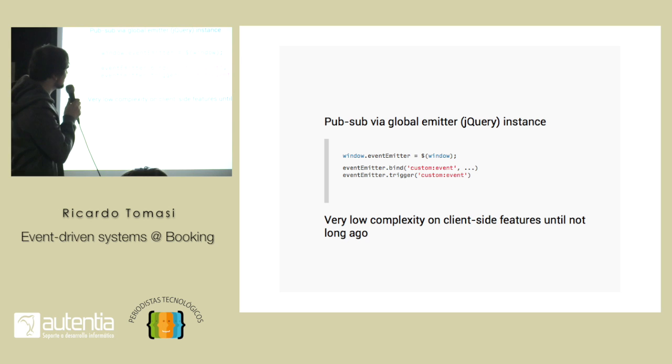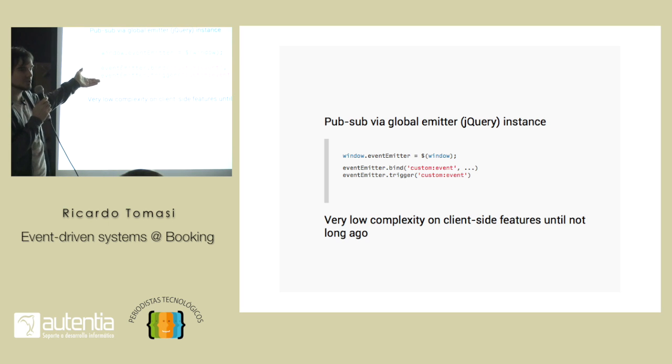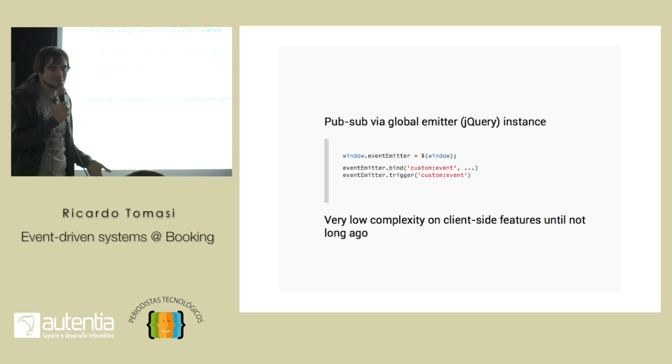So what we used to do until recently, and we still do because we have a huge code base, you can't change things from night to day, it takes a while. What we used to do is we had a global object, which is an instance of jQuery on the window object, so $(window). I don't know who came up with this idea. It was probably the easiest way to get something that looks like an event emitter without adding any new code.